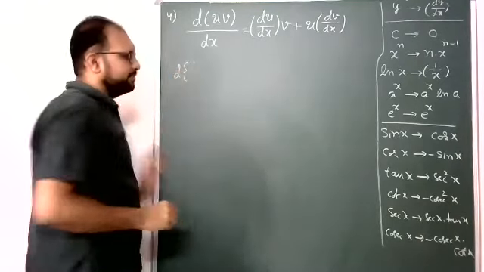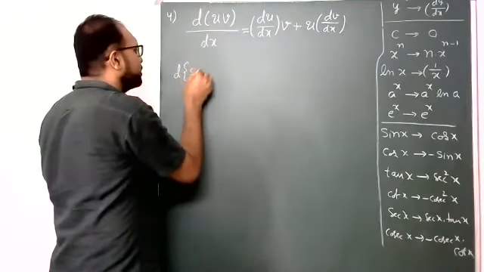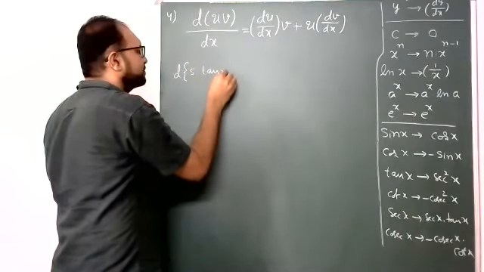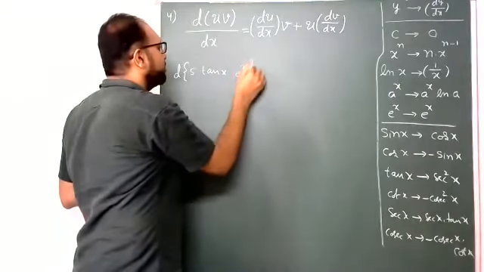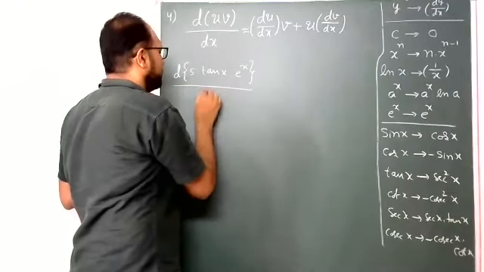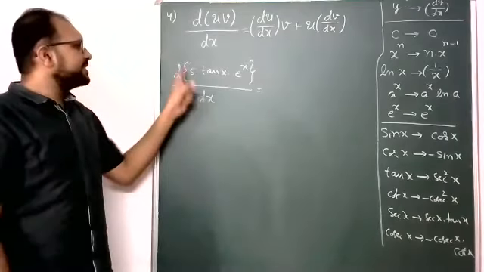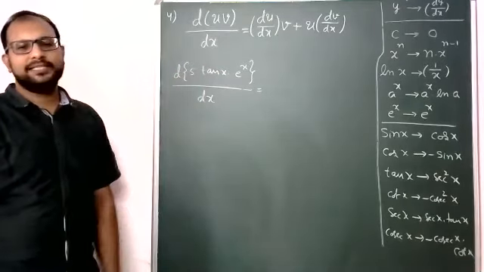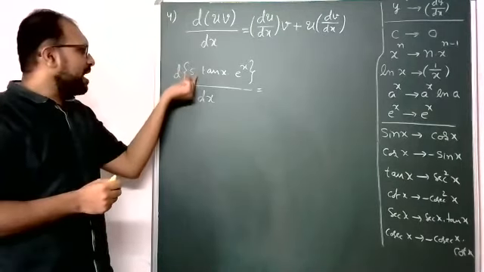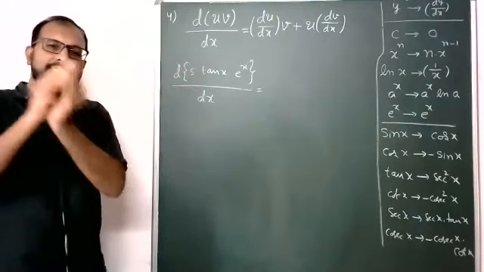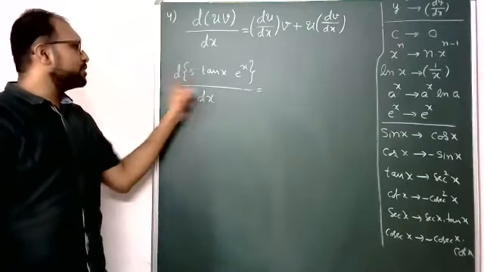Yes, now an example. Derivative of, for example, 5 into tan x into e to the power of x, suppose. Students, here 5 is there, tan x is there, e to the power of x is there. But we know rule number 1: any constant into function, constant outside, remaining function derivative. Same principle I am using, 5 outside.